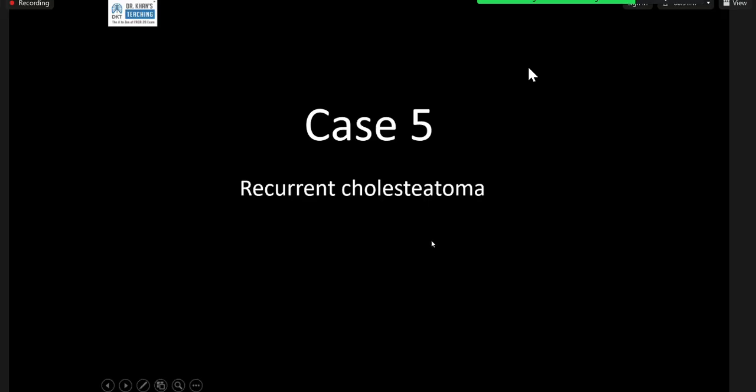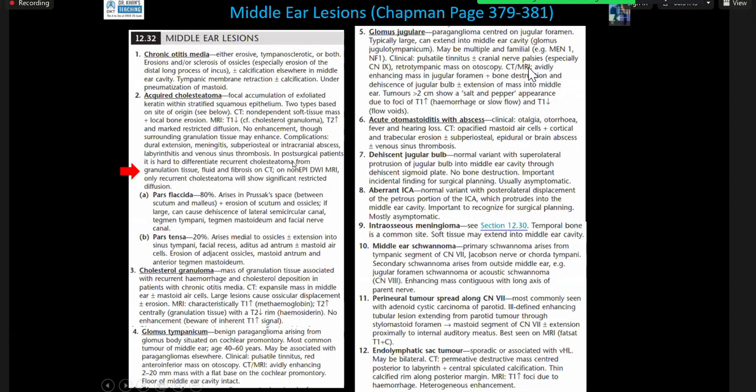So this was a recurrent cholesteatoma. Basically, what happens is, in post-surgical cases, as I'm reading from the book, it is hard to differentiate recurrence from granulation tissue, fluid, and fibrosis on CT. So we do DWI. This is what we call non-EPI, non-echoplanar imaging DWI sequences, because otherwise there will be a lot of artifacts.